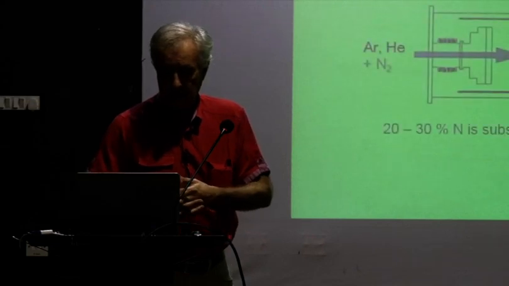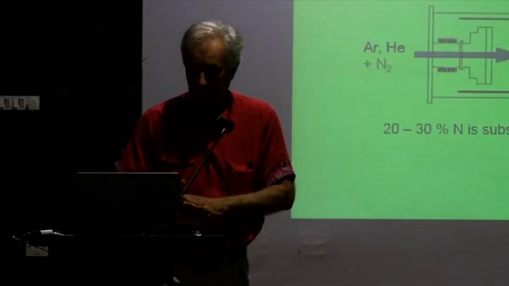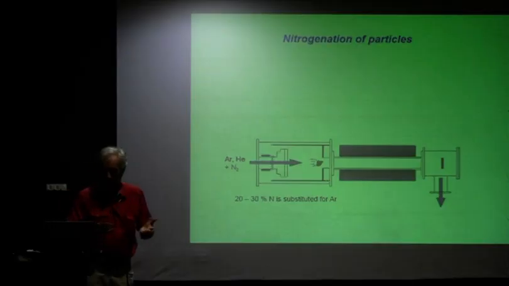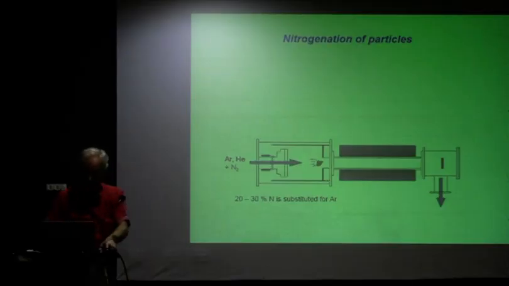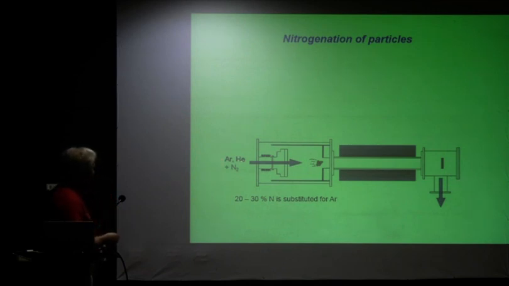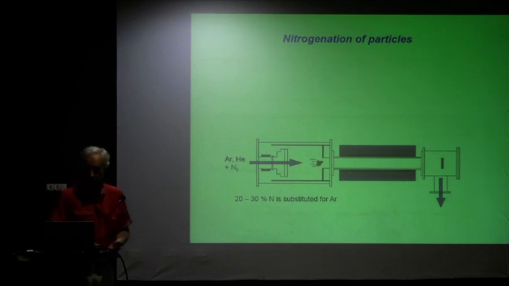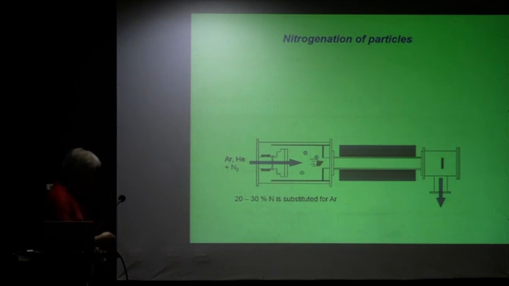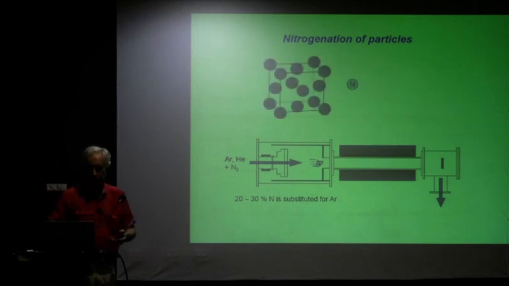So the nitrogenation of the particles follows a path through the furnace such that you have your argon and helium sputtering gases. You need them, of course. And then in addition to that, you put in nitrogen. Then you try to react it with the zinc. So the idea is that you have your particles, and then you have your nitrogen around here, and the nitrogen goes into the particle and builds a new structure.